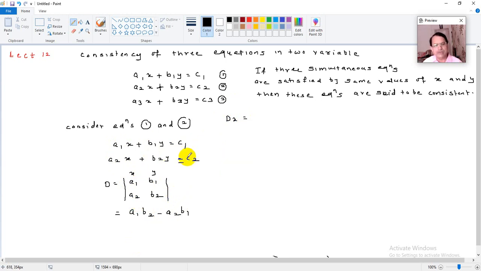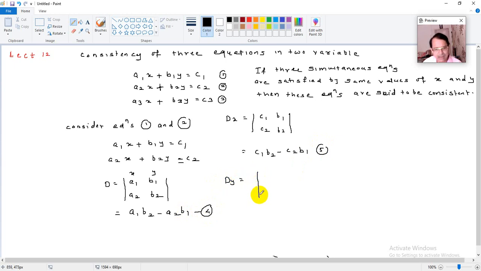What are equal to terms? C1 and C2. So what will be your dx? It will be first column C1 C2 and second column B1 B2. So when you solve this, this is C1 B2 minus C2 B1. This is say 1 2 3, already we have written. So this is say 4, this is 5, and now we will form dy.